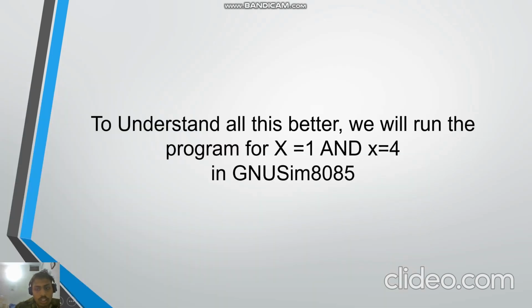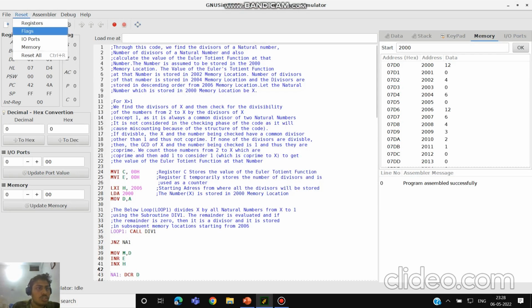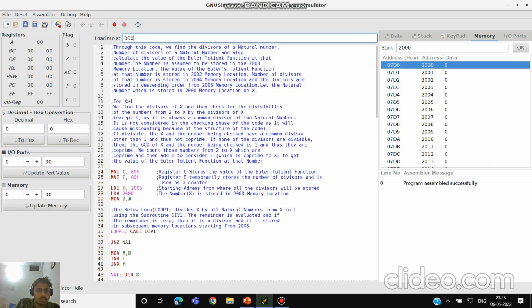So now, to understand all of this better, we will run the program for x is equal to 1 and x is equal to 4 in GNU Sim 8085. So we will reset all these values, assemble the code, load it, set, assemble, and first we will take the case of 4, that is x is greater than 1.